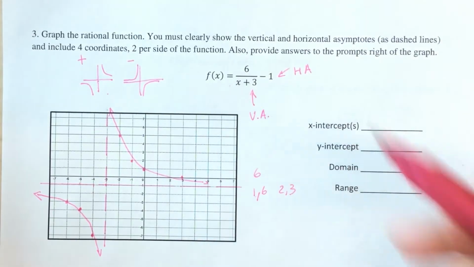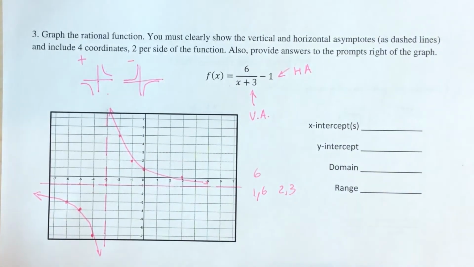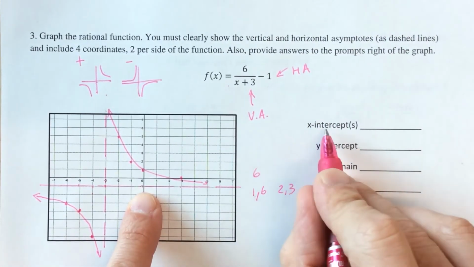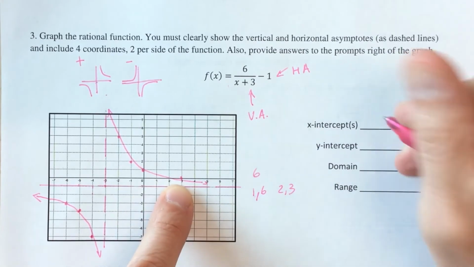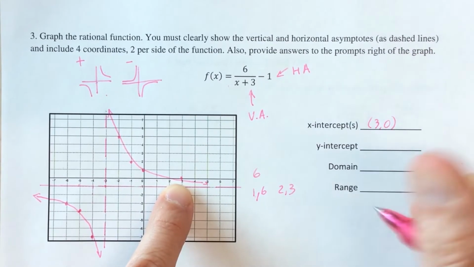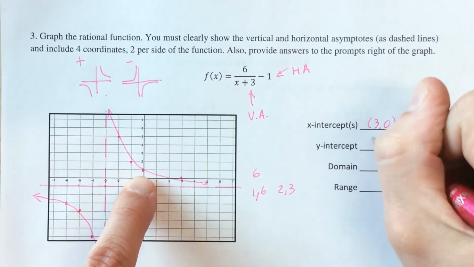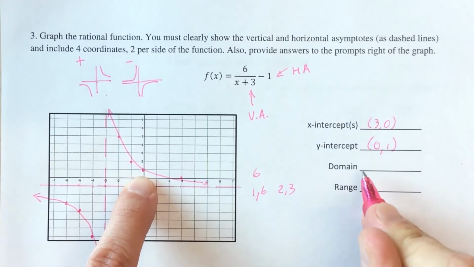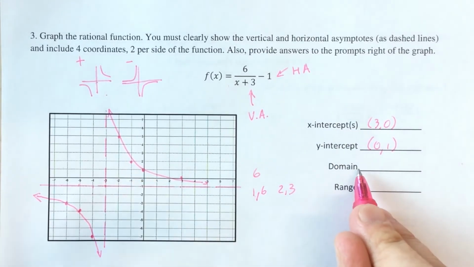Some of it you can do just using the function itself, but a lot of it just appears when you're doing the graphing. The X-intercept, you have one right there, which is at 3. Okay, the Y-intercept is over there at 1. The domain and the range, these are coming from the asymptotes.